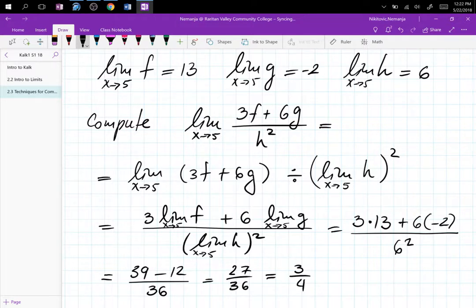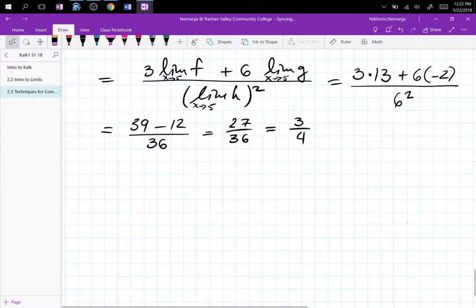So limit laws will allow you to do these things. And you have a few examples for that in the book. Okay, we have one more concept, and that is the squeeze theorem, also known as the sandwich theorem, depending on which book you read.